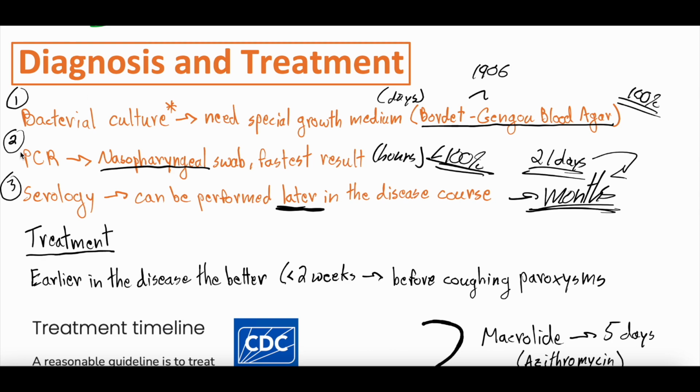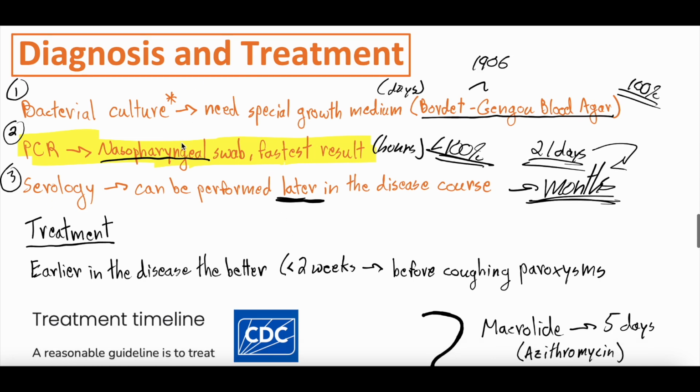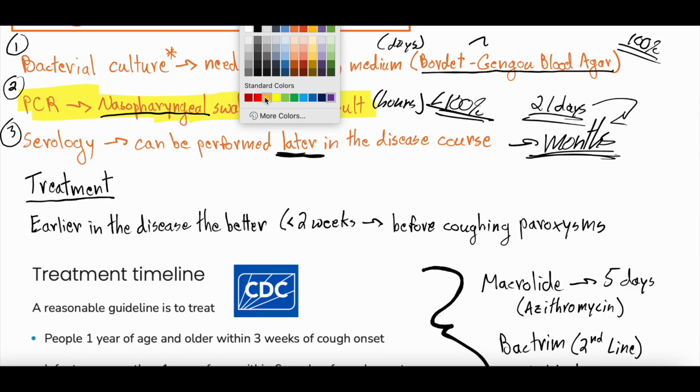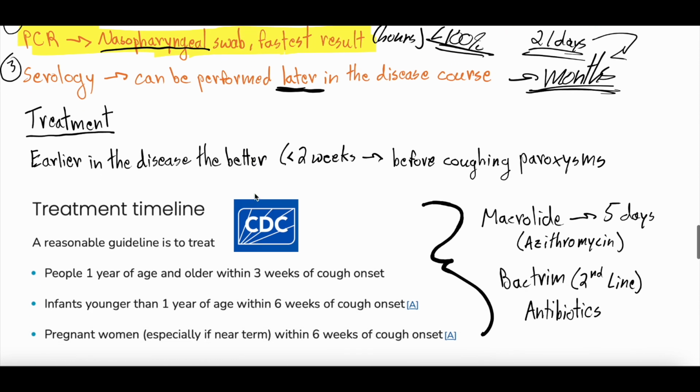But the most common, far and away, is the PCR test. This is what we use at the hospital when we're diagnosing pertussis, a swab with the PCR test. All right, treatment. How do you treat pertussis? Well, treatment for pertussis is antibiotics, right? Because we said this is a bacteria.